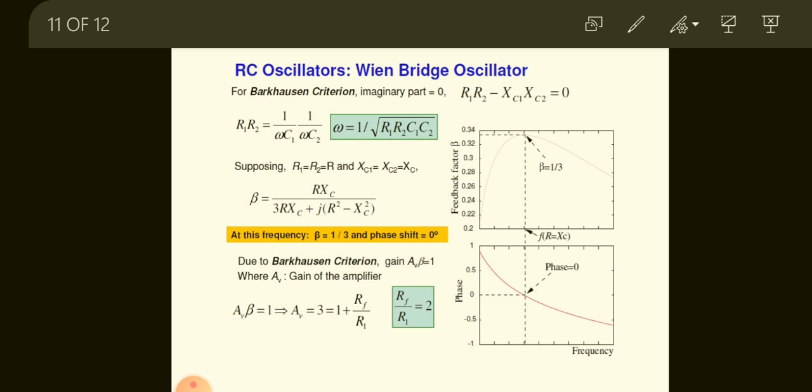So, due to the Barkhausen criteria, the gain A beta equals 1, where AV is the gain of the amplifier. Putting this beta into the equation A beta equals 1, we have AV equal to 3, which equals 1 plus RF by R1, and hence we find that RF by R1 should be equal to 2.